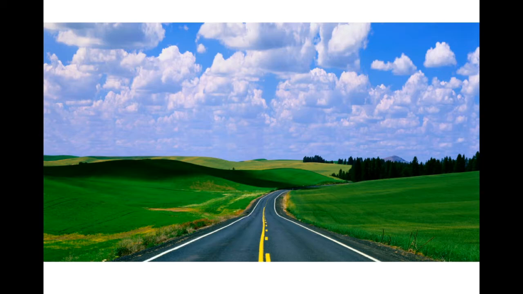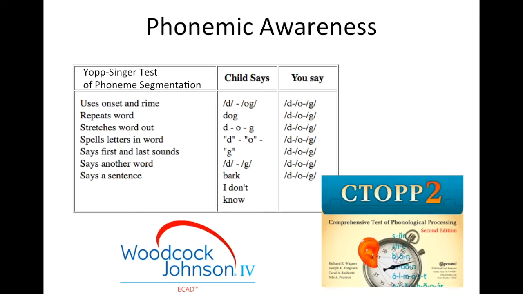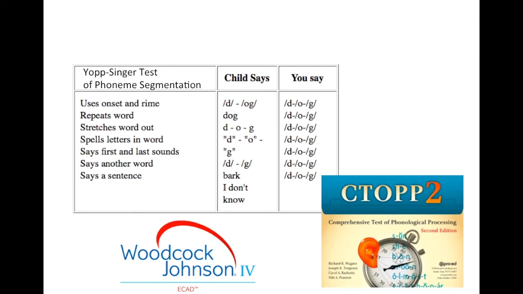While several assessments are named during this clip, it is not an exhaustive list of reading assessments that might be used in schools. Diagnostic assessments for phonemic awareness include the Yopp-Singer Test of Phoneme Segmentation, the Comprehensive Test of Phonological Processing, or the CTOPP-2, and achievement and cognitive tests such as the Woodcock-Johnson and the WIAT.